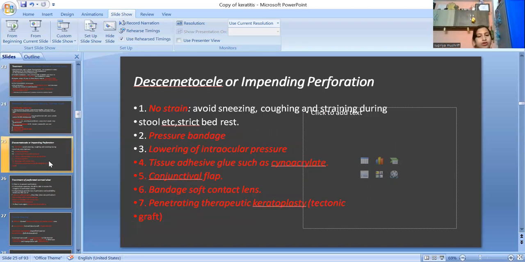Now, how is descemetocele or impending perforation managed? First, we should tell the patient not to do straining exercises or strain work, and to avoid sneezing, coughing, and straining during stool. Strict bed rest and a pressure bandage should be given to a patient with descemetocele. Lowering of intraocular pressure can be done by oral or topical anti-glaucoma drugs. Tissue adhesive glue, such as cyanoacrylate, can be used for closing the impending perforation. A conjunctival flap like the Gunderson flap can be done, a bandage soft contact lens can be given, and penetrating therapeutic keratoplasty can be done.